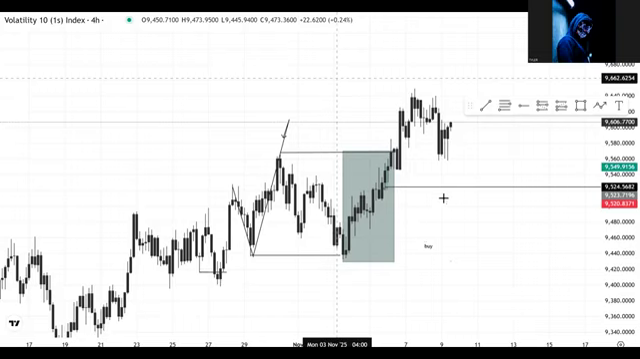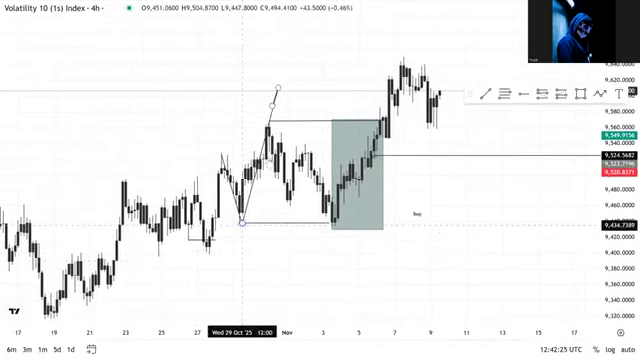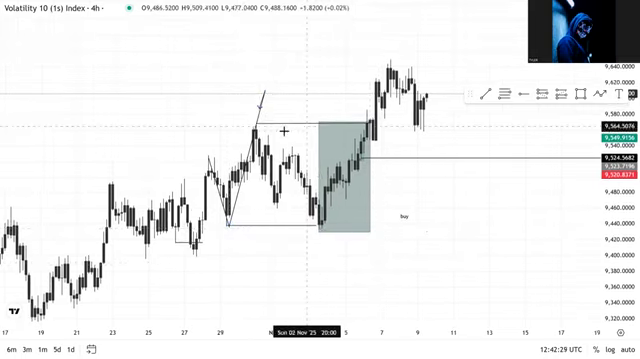Okay. Now once the market is this low, right? What do you expect to happen here? You expect to have an expansion to the upside.